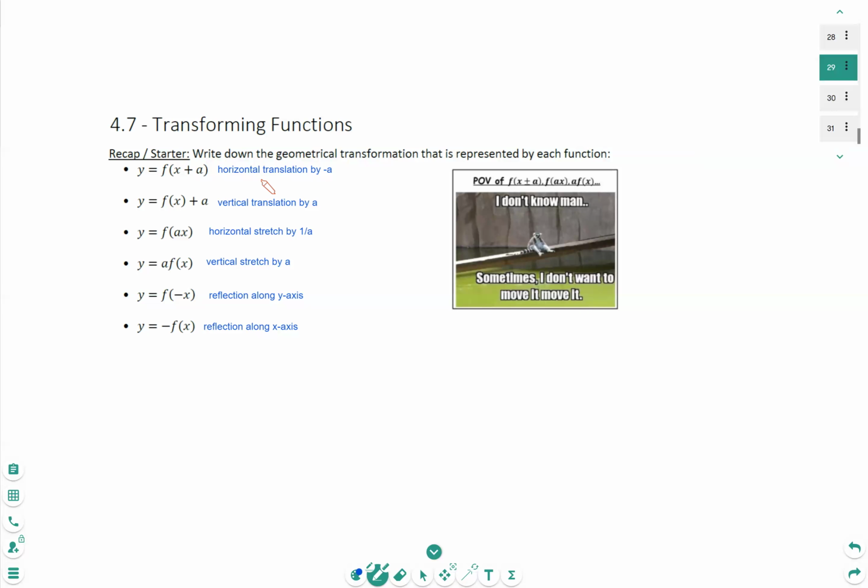Here are the answers. Okay, if the plus a is in that bracket, it means a horizontal translation by negative a. So remember, positive a means move to the left, negative a means move to the right. X is rebellious, we do things oppositely. So plus a means move left. Plus a, however, on the outside is about y, vertical translation, and y does things straightforwardly. Plus a means move up, negative a means move down.